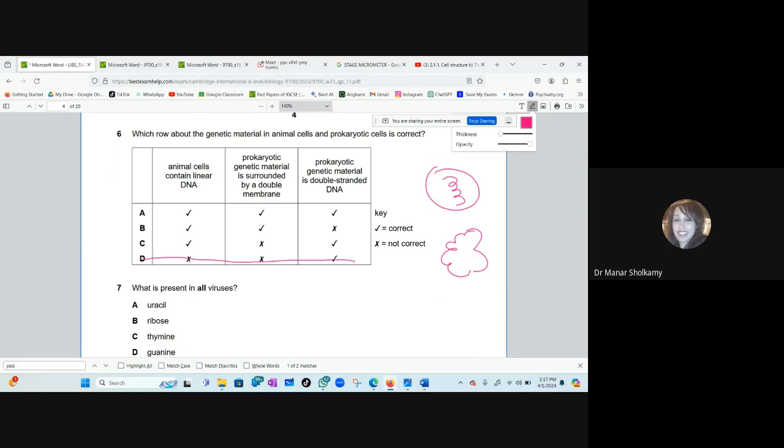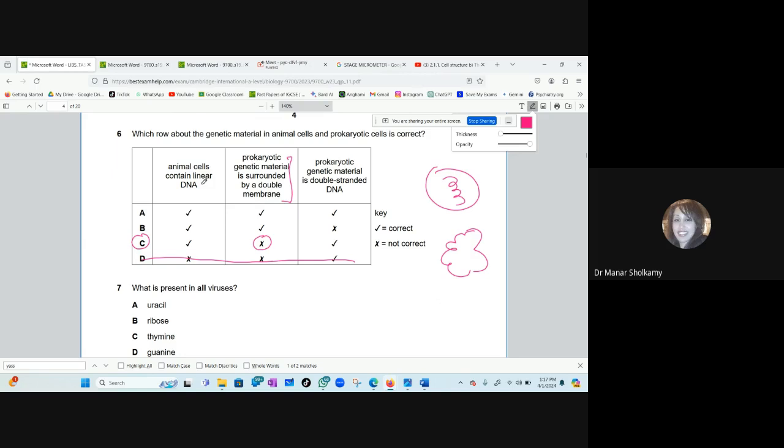Prokaryotic genetic material is surrounded by a double membrane. Is this right or wrong? In bacteria, is the DNA surrounded by any membrane anyway? No. So I see that C is correct.